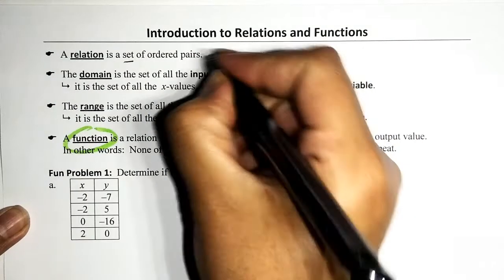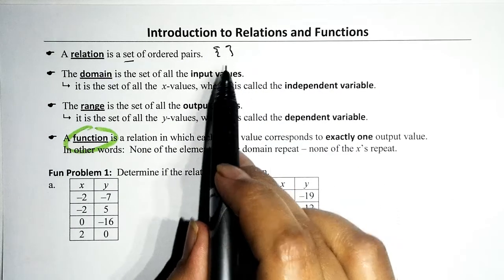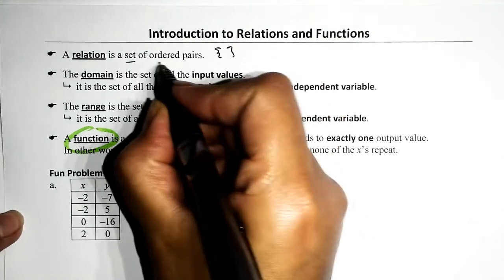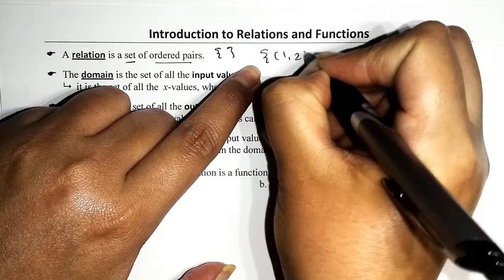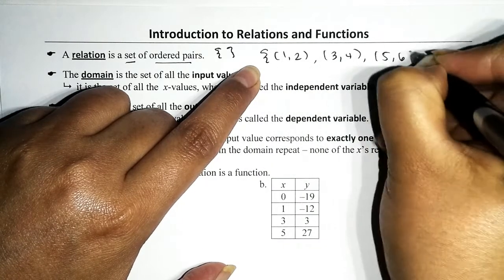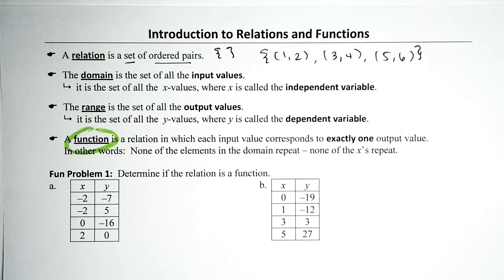So set, we use those braces, open and close brace, to indicate what's in it. What is a relation? It's some kind of set. But what's so special about this set? A relation is a set of ordered pairs. So let's just make one up: (1, 2), (3, 4), (5, 6). I know, pretty creative. I amaze myself. Cool. So that's it. Relation, that's fancy talk for set of ordered pairs.